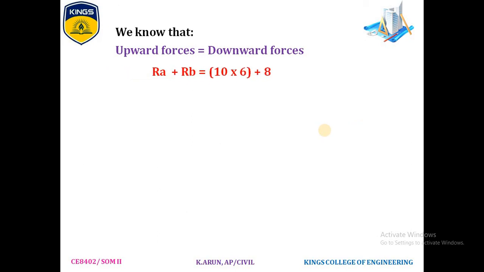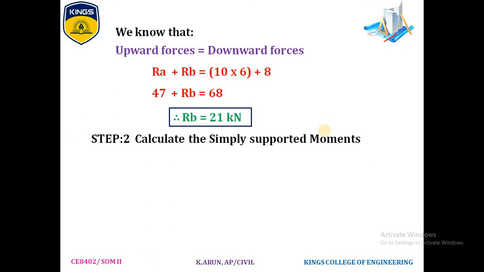Next, I am going to calculate the value of RB. We know that in a simply supported beam, the upward forces are equal to the downward forces. Upward forces are RA and RB, and downward forces are the two loads here. One is the UDL, which is W into L for calculating the total force, so 10 into 6, and a point load is acting, so I am adding plus 8. So the value of RA is 47 and the total load acting is 68. Hence RB can be calculated as 21 kilonewton. The next step is to calculate the simply supported moments.